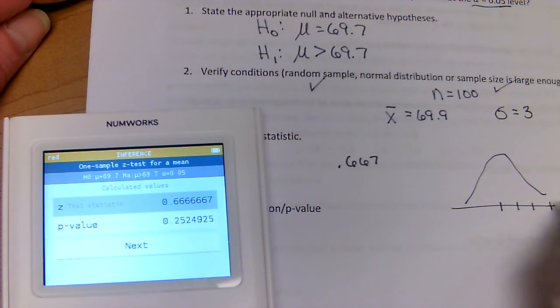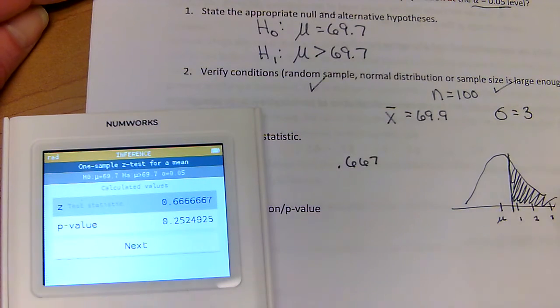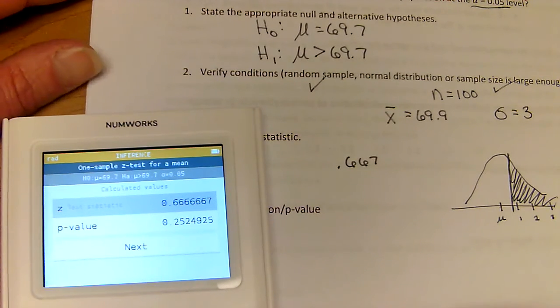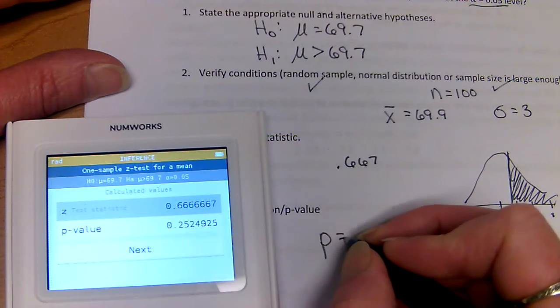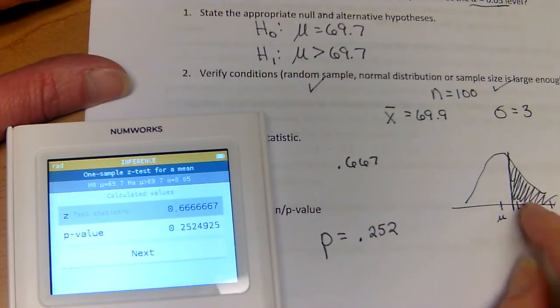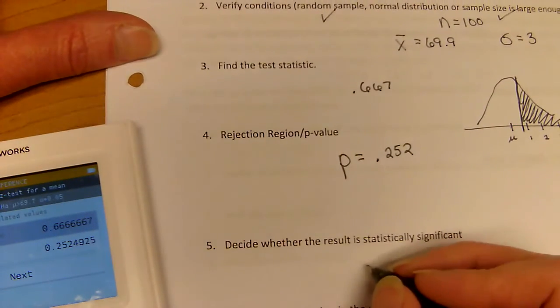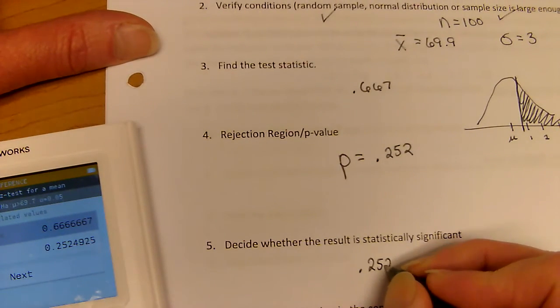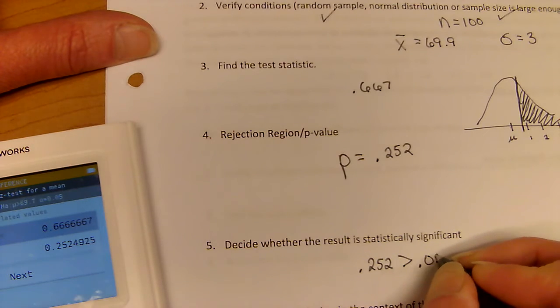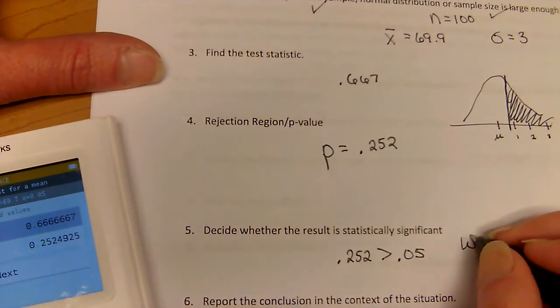0, 1, 2, 3. Mean 1, 2, 3. So this is right here. That area looks like it's going to be pretty big. Let's look at the p-value. That's actually the area of that. That is kind of big. It is bigger, way bigger than my alpha. So we fail to reject.